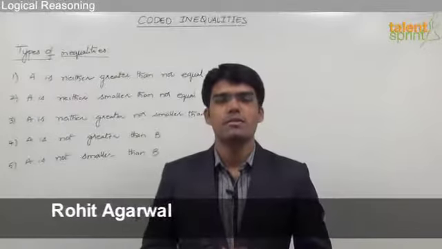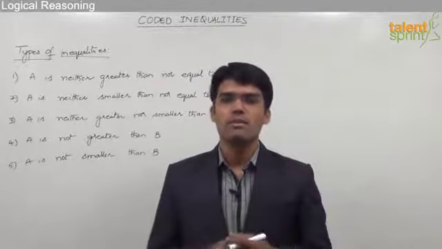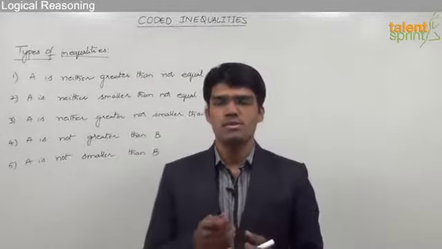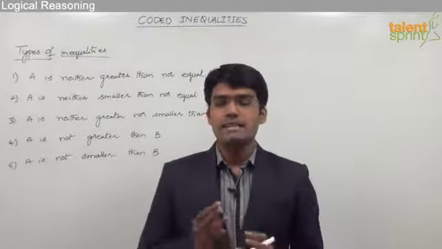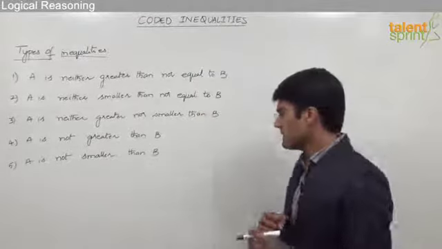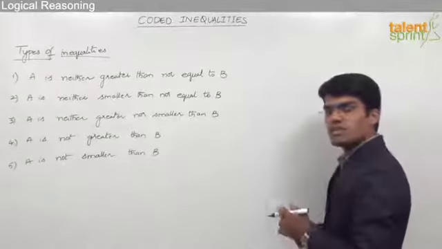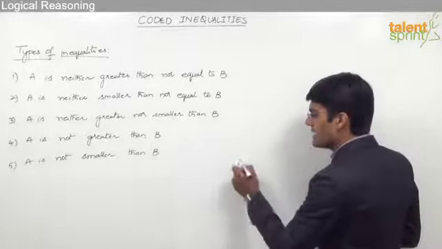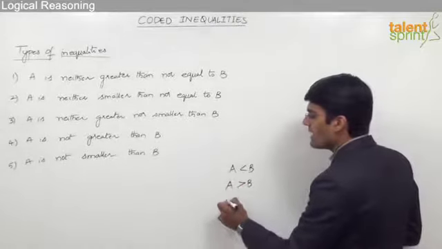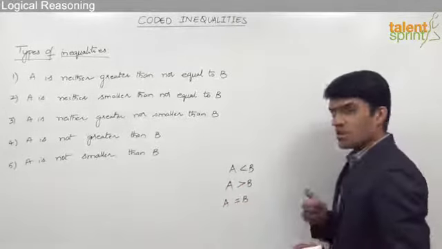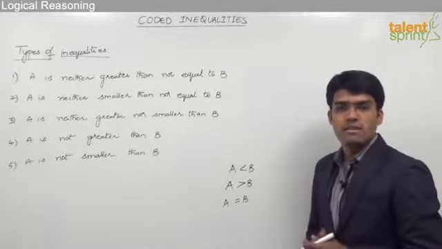In this session, we are going to discuss coded inequalities. Coded inequalities is all about comparison of two variables based on a particular parameter. Whenever we compare two variables, there are three possible conclusions. Let's say we are comparing the two variables A and B. The conclusions we can make are A can be less than B, or A can be greater than B, or A can be equal to B. So in general, these are the three basic comparisons which can be made from two variables.